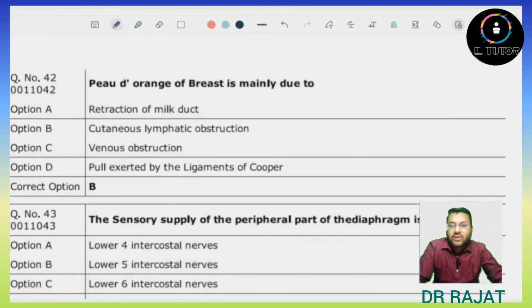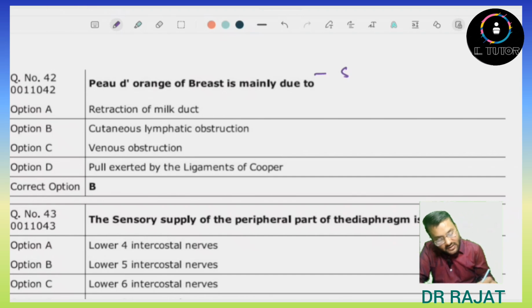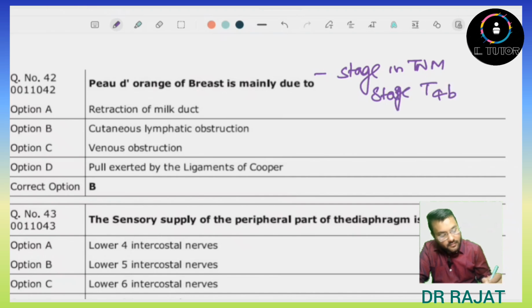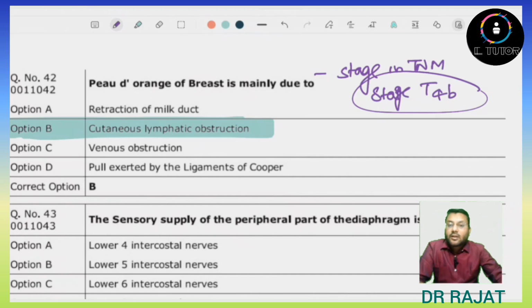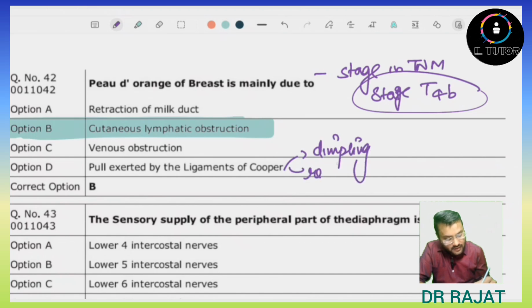Next question is, peau d'orange of breast is mainly due to. So peau d'orange of breast is mainly due to the cutaneous lymphatic obstruction. And if we talk about the stage in TNM staging, then it is stage T4B, and it occurs due to the cutaneous lymphatic obstruction. If we talk about the fourth option, pull exerted by the ligaments of Cooper, then it generally leads to dimpling, or retraction of nipples can also occur.